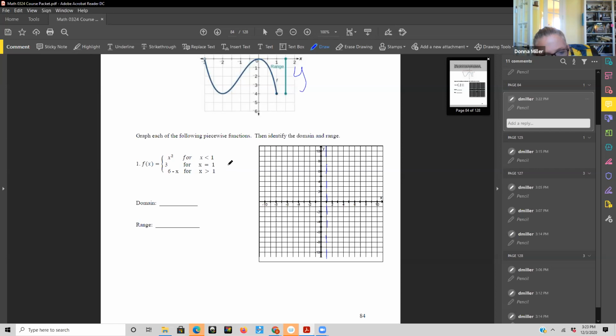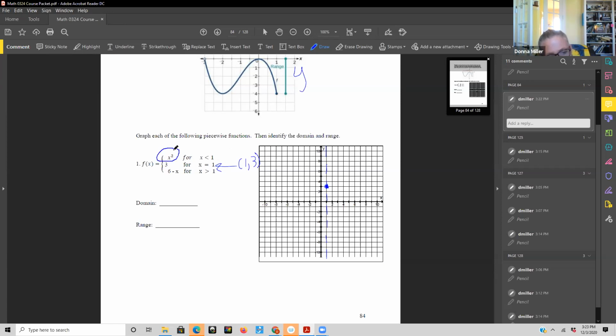Okay, I think I'm going to start with this piece because this piece is super easy. So this just tells me when x is 1, y is 3. That's just a point. So when x is 1, y is 3. That's that piece right there. Just a closed dot at 1.